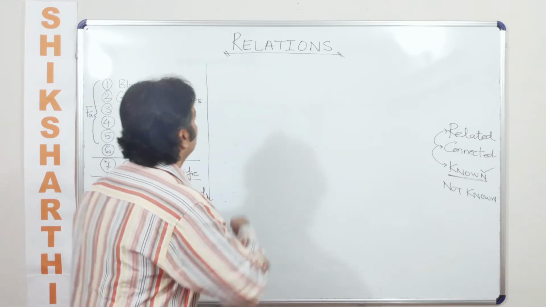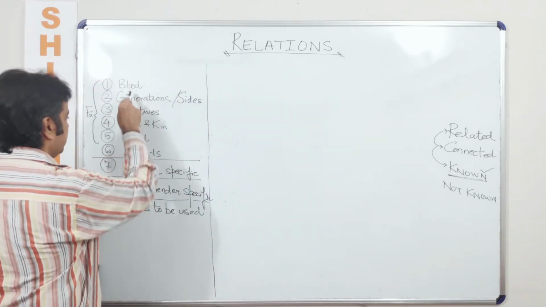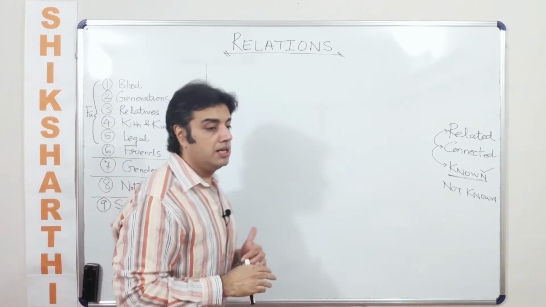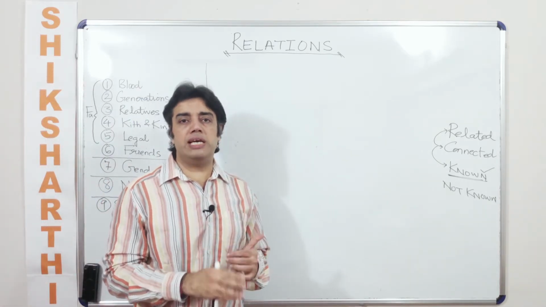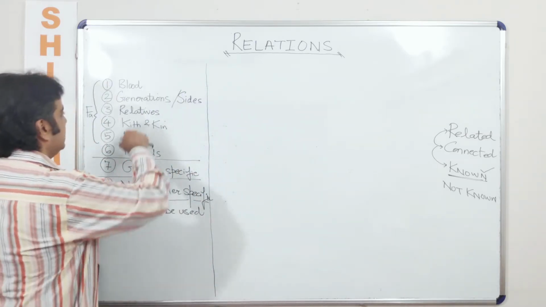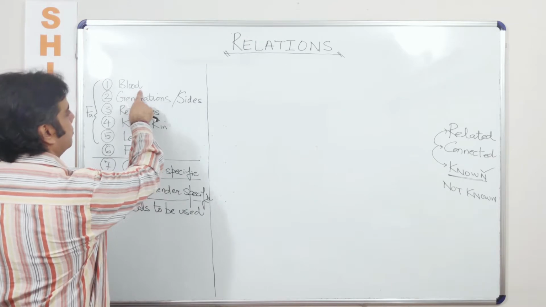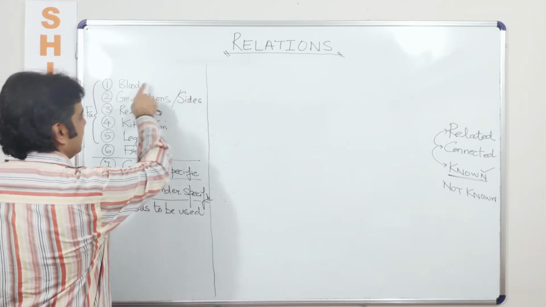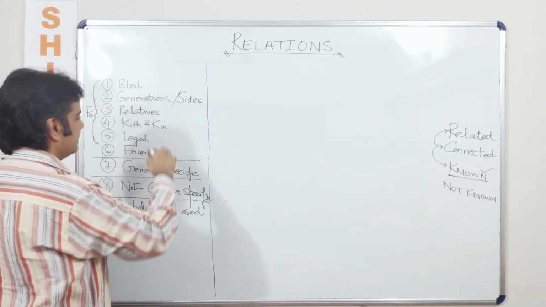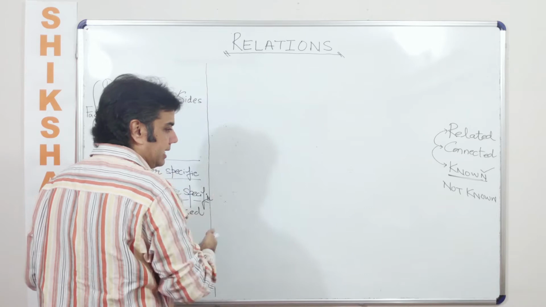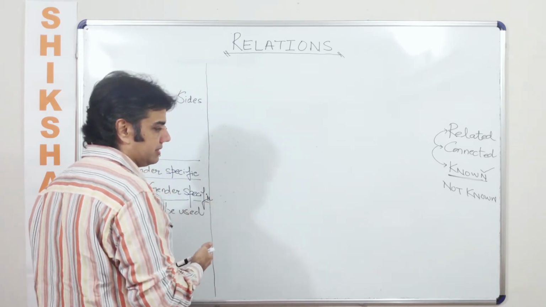So coming back, we are talking about relationships. These are the various fields wherein we can establish a relationship between two individuals or more than two individuals, either three or more. So what are these fields? Either we talk about blood relations or we don't talk about blood relations. Then the relations can exist either on a lateral basis or on a longitudinal basis.